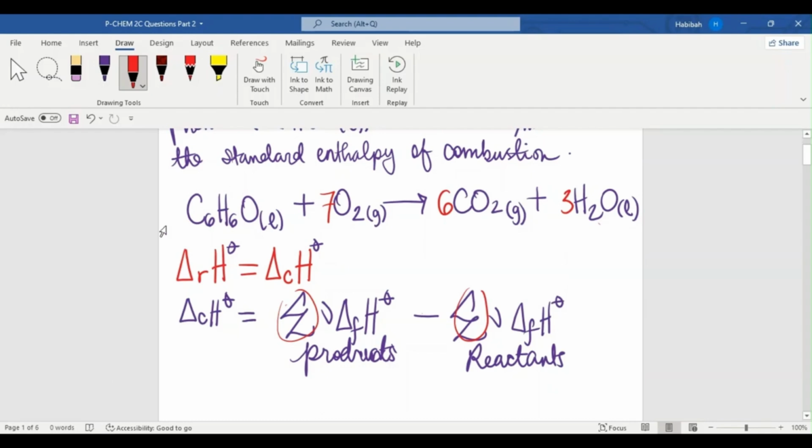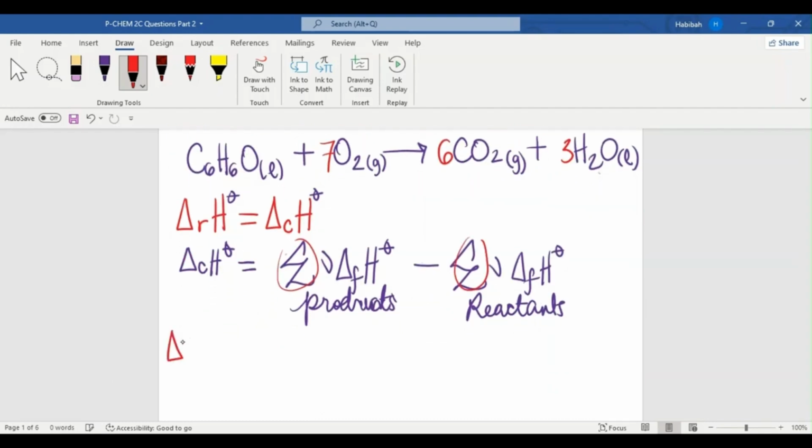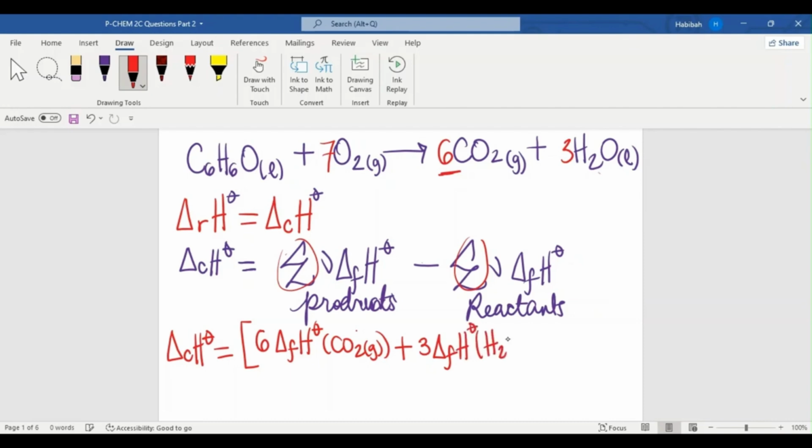Rewriting all of this information, the standard enthalpy of combustion is going to equal, for the products, 6 times the standard enthalpy of formation for carbon dioxide gas. This CO2 has a coefficient of 6, so 6 is going to come out here. Plus, because the summation is telling us to sum things up, 3 times the standard enthalpy of formation for H2O liquid.